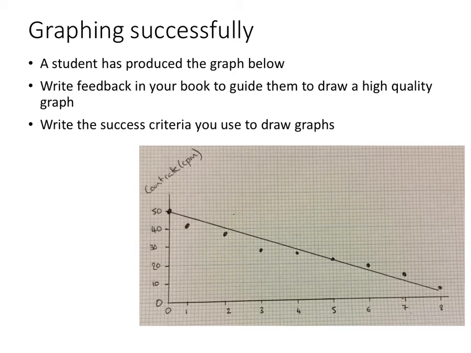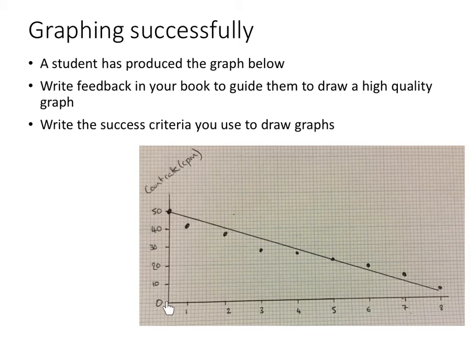So, here we're talking about graphing successfully. Let's look at this. We're not going to write feedback, but let's think about what's wrong with this graph. First up, let's look at these axes, because we've got scale, axes, labels, titles, units, and equipment. First off, it's drawn in pen, so we need to draw in pencil when we're working on paper.